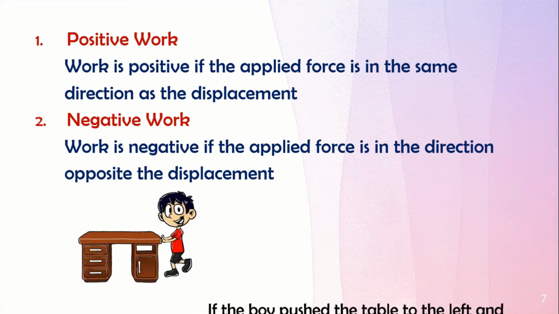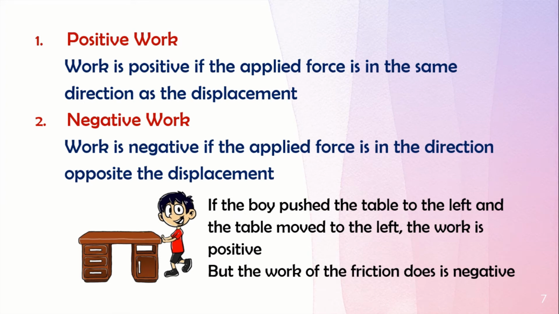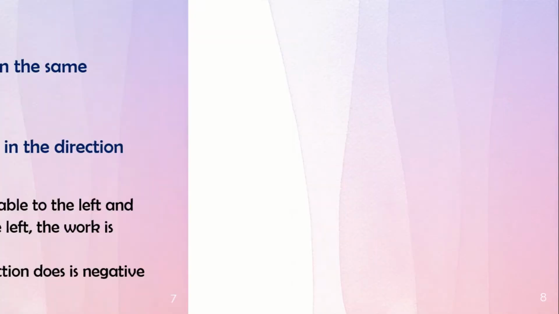Look at the picture. If the boy pushes the table to the left and the table moves to the left, the work is positive because the direction of force and displacement are the same. But the work of the friction force is negative because the direction of friction is opposite the direction of displacement.